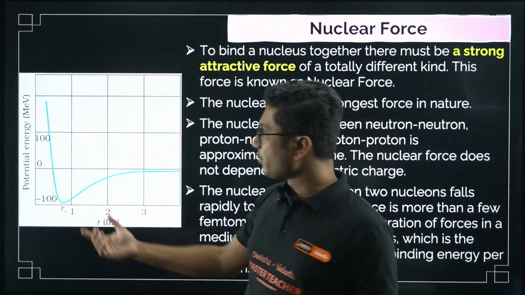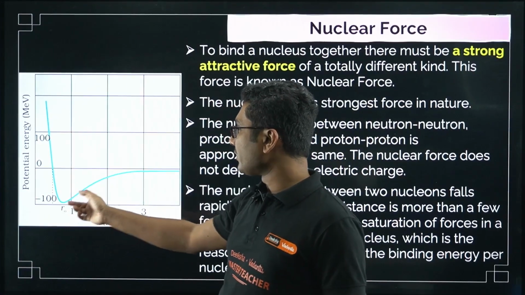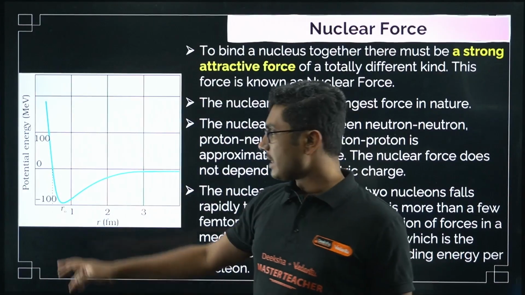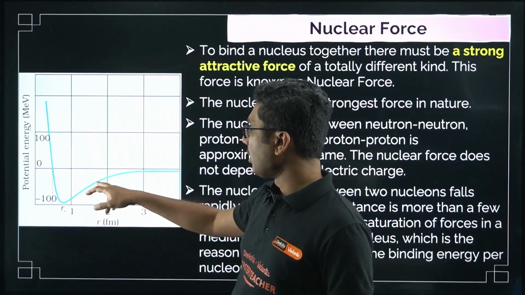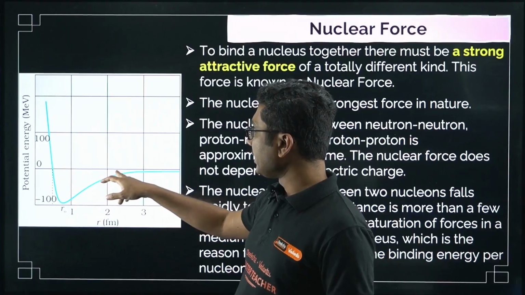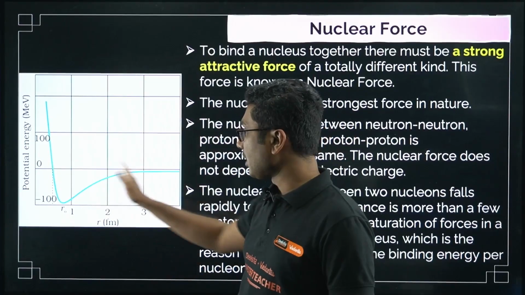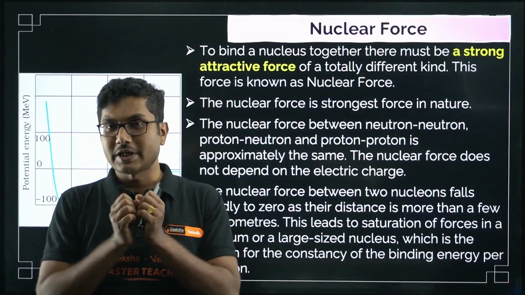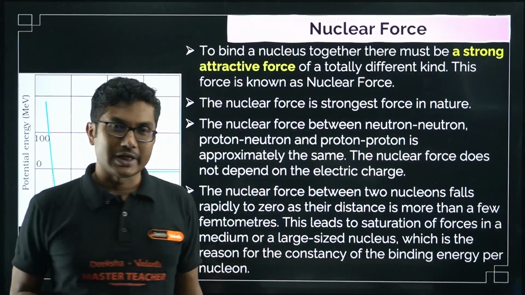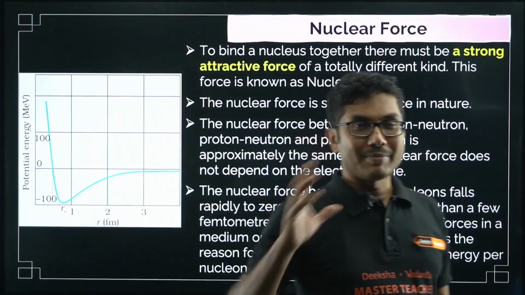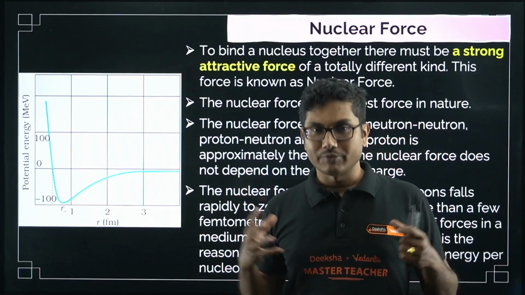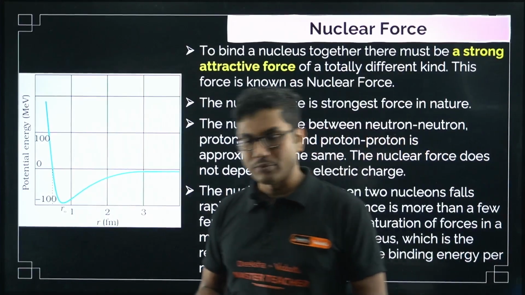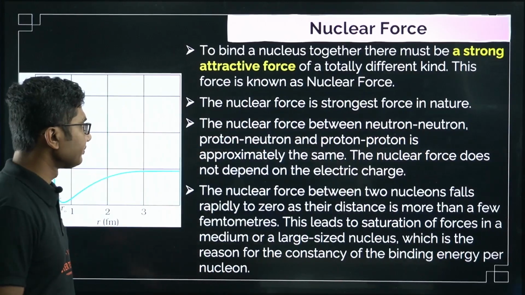So smallest means up to this point it is attractive, after that it is repulsive. Up to this point the nuclear force is attractive, then it becomes equal to the Coulomb force, and then the Coulomb force dominates. So they are not sticking very close to each other, they are not going away from each other as well. Both forces are getting balanced. Whatever the nuclear force is, it is keeping them together. Also it is balancing the Coulomb force inside the nucleus.